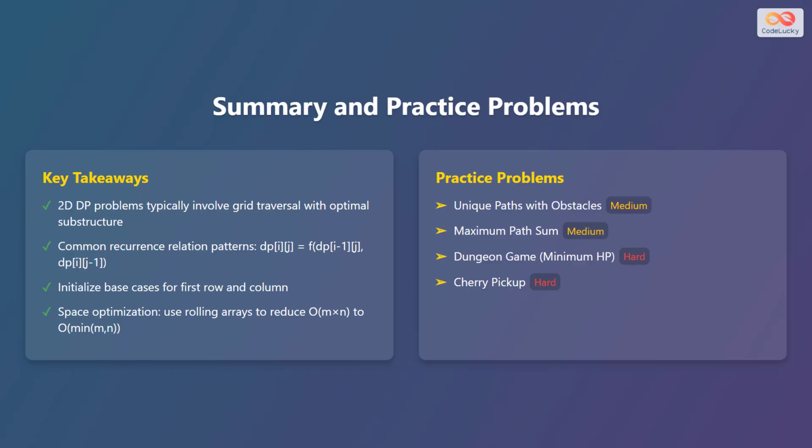To summarize, 2D dynamic programming problems typically involve grid traversal with optimal substructure. Common recurrence relation patterns include dp[i][j] equals a function of dp[i-1][j] and dp[i][j-1]. Remember to initialize base cases for the first row and column. Also, consider space optimization techniques such as using rolling arrays to reduce O(m times n) space complexity to O(min(m, n)).